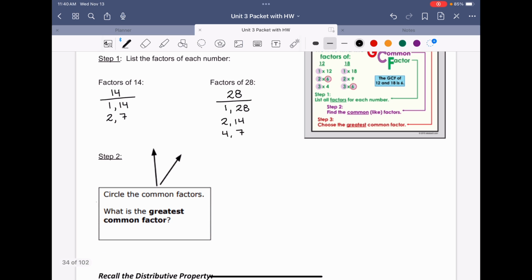Now, once I have all my factors, I want to figure out what the greatest common factor is. So the largest number that is in both of them. So I'm going to first just underline all the numbers they have in common. So 1, 14, 2, and 7 are all the numbers they have in common. But the largest number that they have in common is 14. So that would be their greatest common factor.